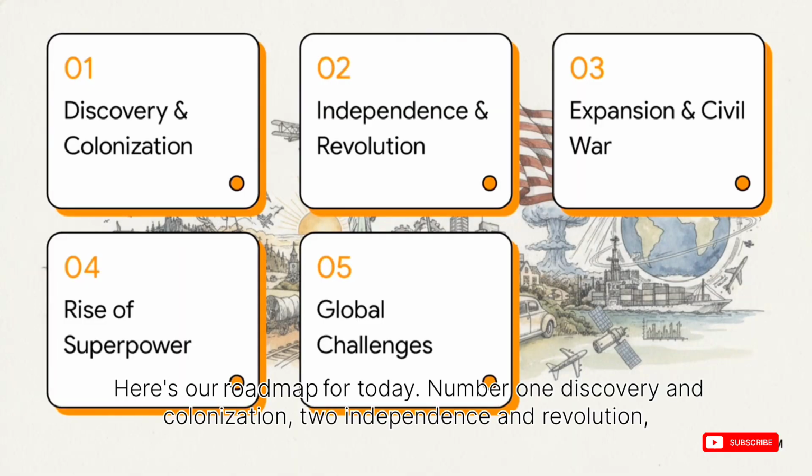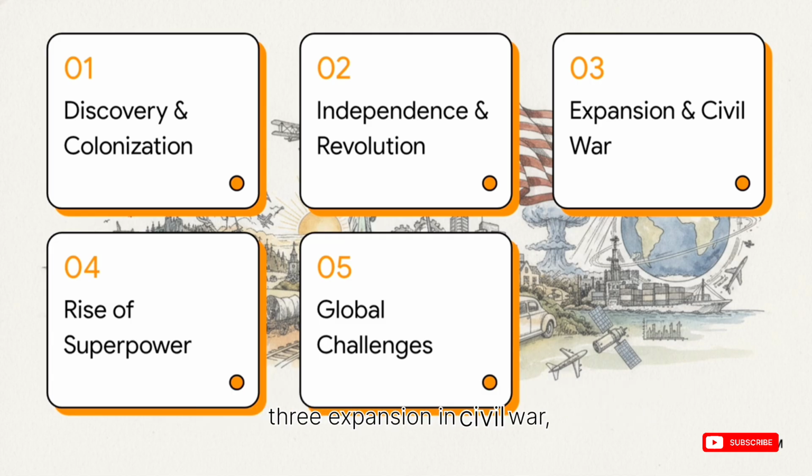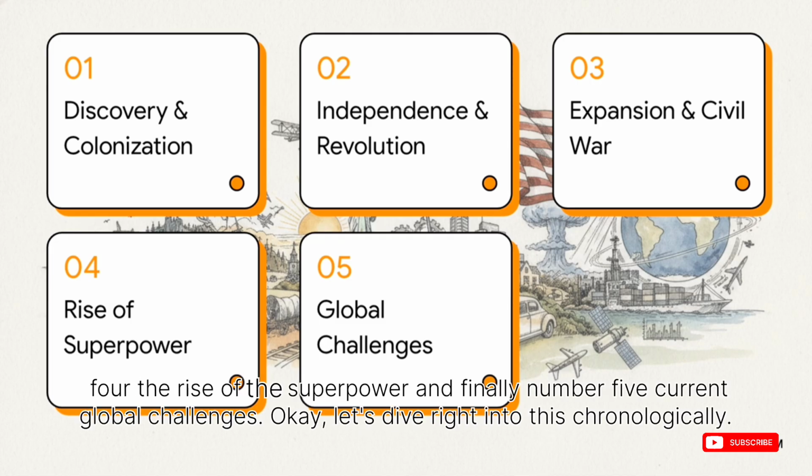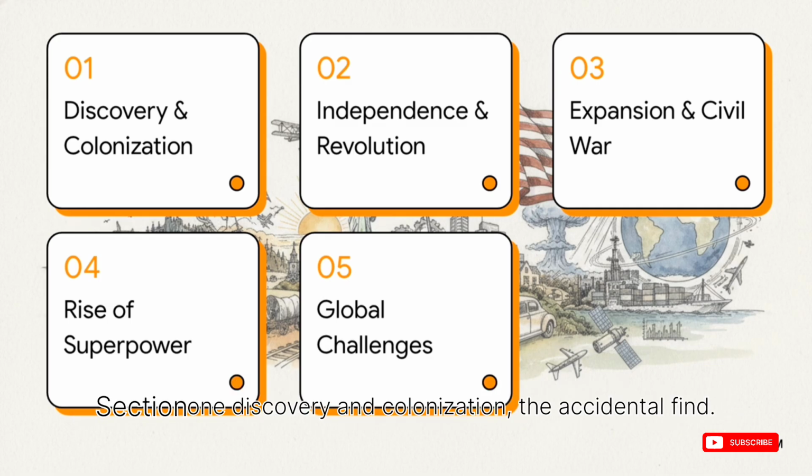Here's our roadmap for today. Number 1, discovery and colonization. 2, independence and revolution. 3, expansion and civil war. 4, the rise of the superpower. And finally, number 5, current global challenges. Okay, let's dive right into this chronologically.